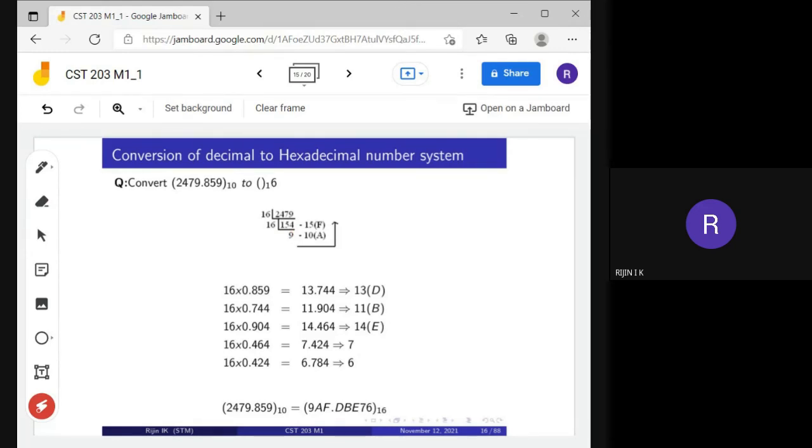Repeated division until the number is less than 16.